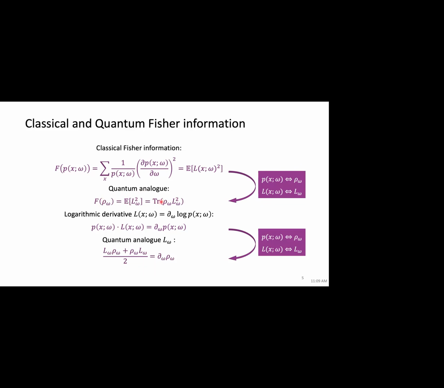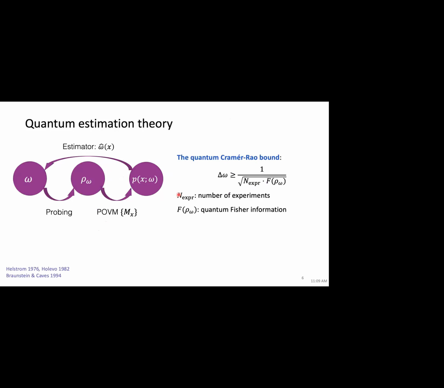The quantum Fisher information is the expectation value of L squared, and L is the so-called symmetric logarithmic derivative defined by this formula. We can solve for L from this formula and then calculate the quantum Fisher information. And again, we have the quantum estimation theory. Here we have some unknown parameter omega, encoded in some density matrix rho omega. People perform some quantum measurement on it, which gives a probability distribution, and then we estimate omega from the probability distribution.